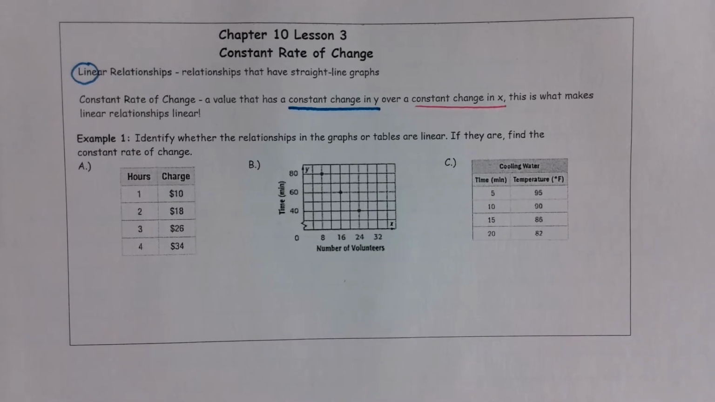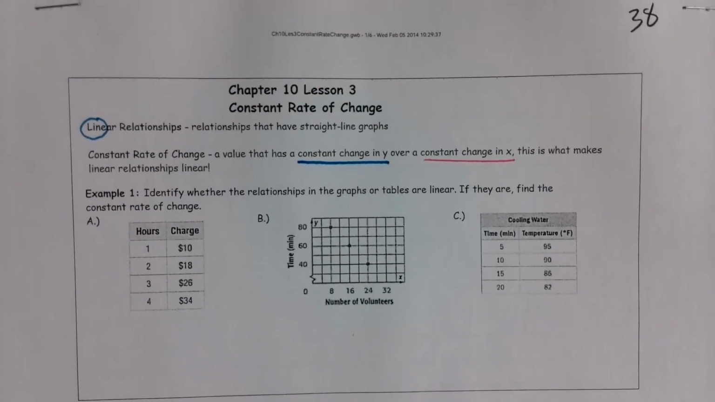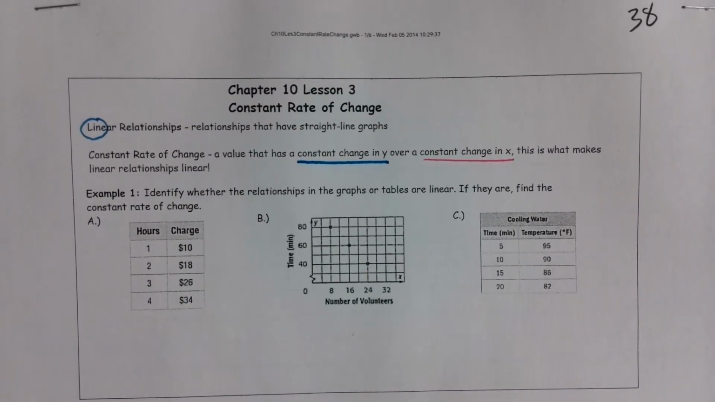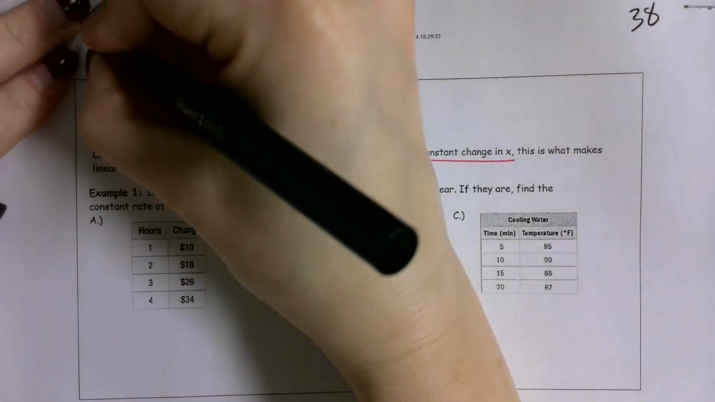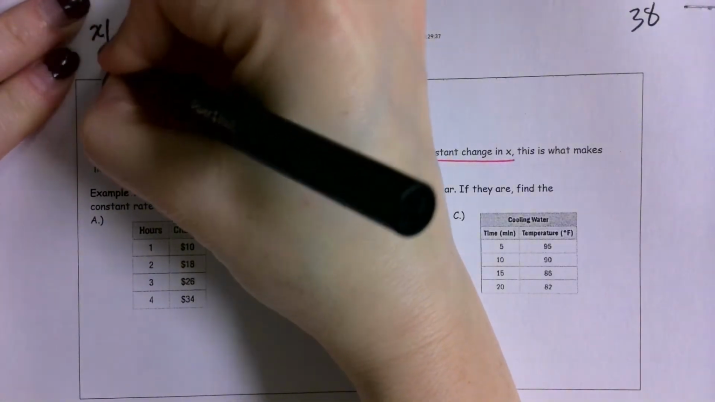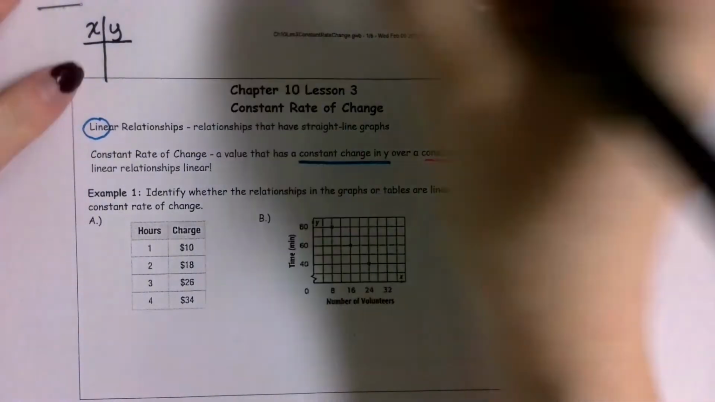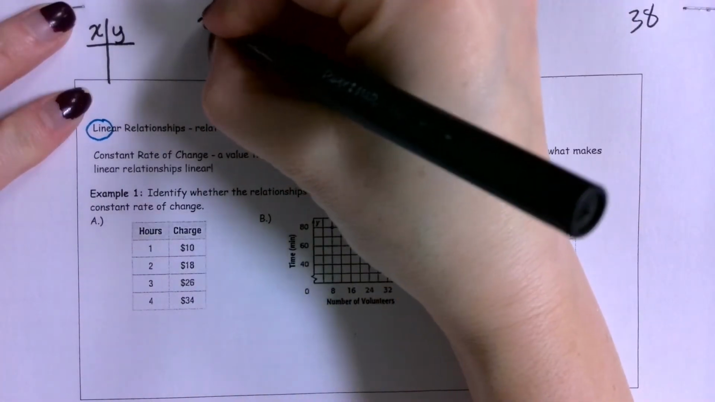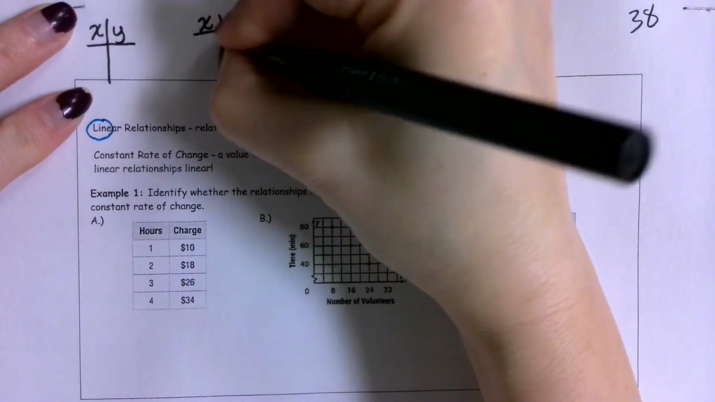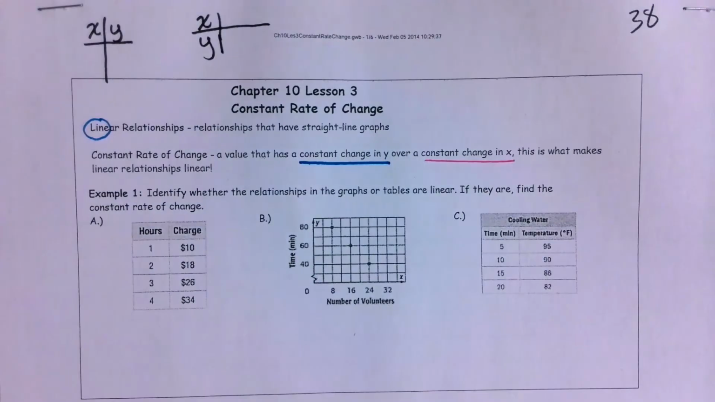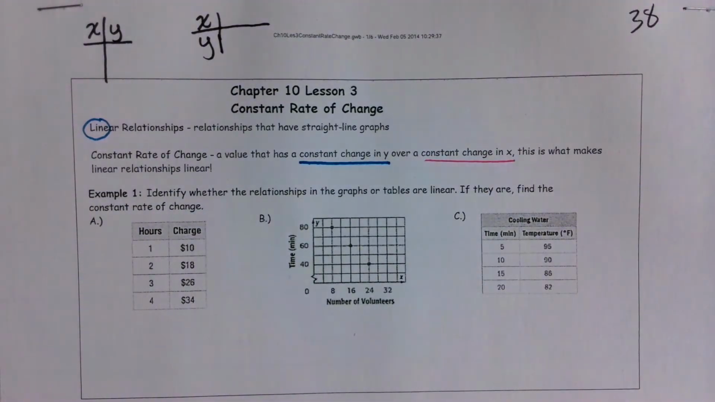Now, for a few little reminders, when we're talking about tables, the way a table is set up, if it's set up as a vertical table, your x is on the left and your y is on the right. If it's set up as a horizontal table, your x is at the top and your y is at the bottom. That's the way that the setup is for tables.